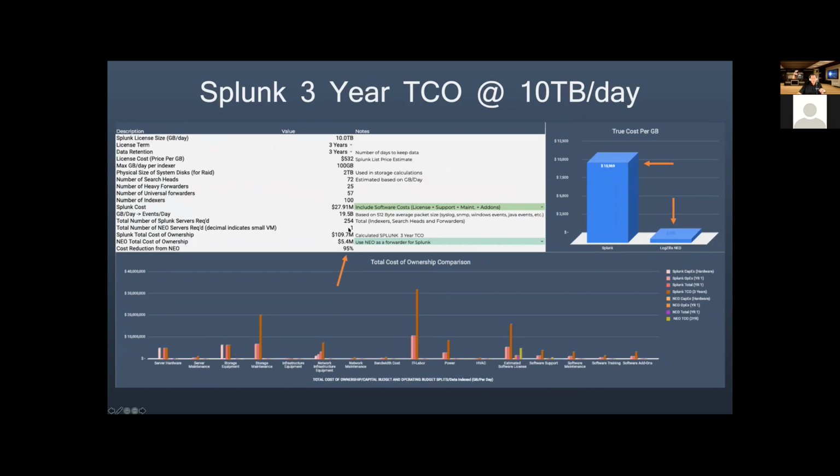And remember that scale that I mentioned in the beginning, right? We're at 1 server for 10 terabytes a day in this situation. Remember I said we could go to 40, right? This is only 10.